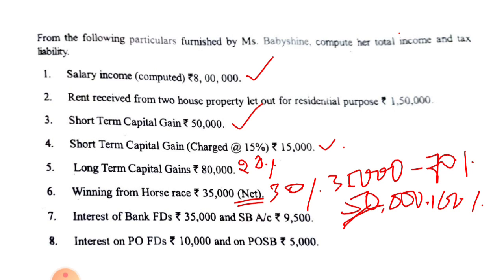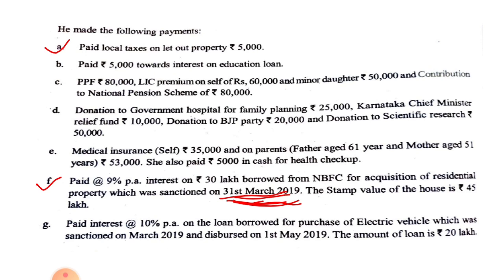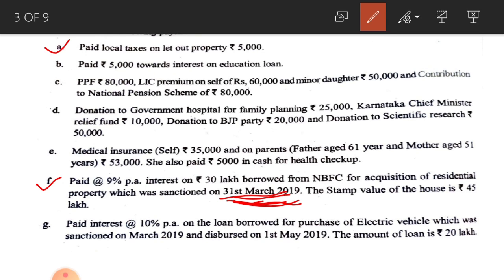These are the incomes from various heads. When you add these things, you get the gross total income. From the gross total income, you have to deduct some points. First one, see, he made the following payments. Under that, the first one is already explained, that is municipal tax on house property. Second one, see, paid rupees 5,000 towards interest on education loan. This is interest on education loan. Section 80E deduction can be claimed. Next one, PPF 80,000, LIC premium on self 60,000 and minor daughter 50,000.